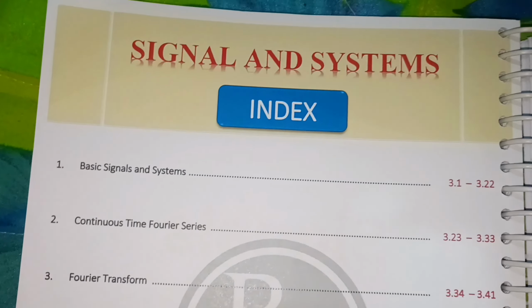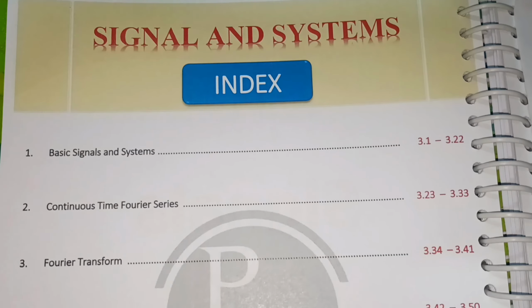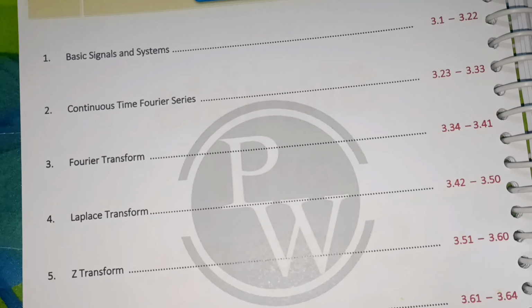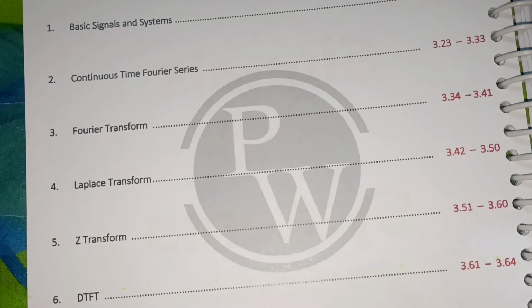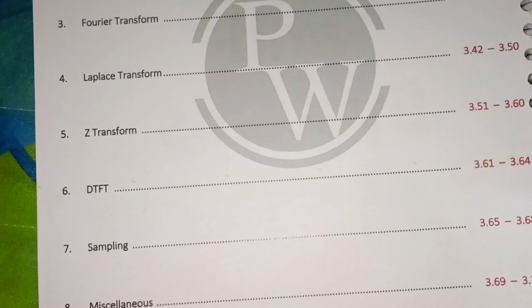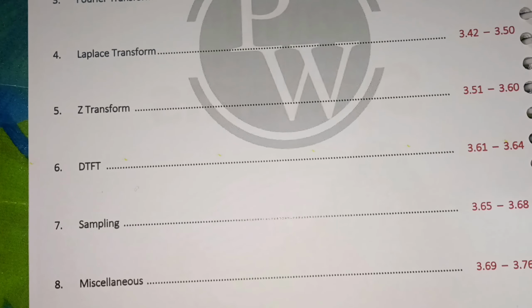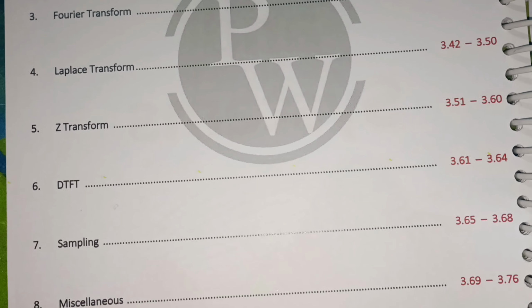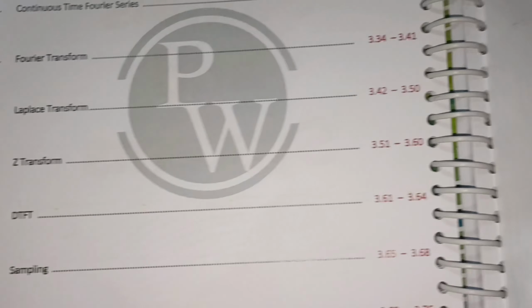This is signals and systems. This is basic signals and systems, continuous time Fourier series, Fourier transforms, Laplace transform, Z transform, DTFT, discrete time Fourier transform, sampling, and also miscellaneous problems. Miscellaneous means different types of problems, which are some more complex. So let's have a look at it.